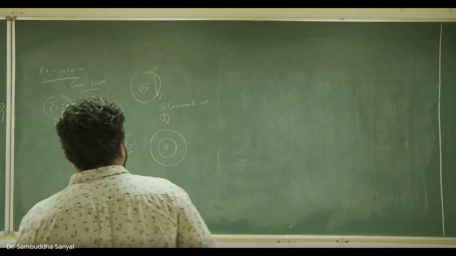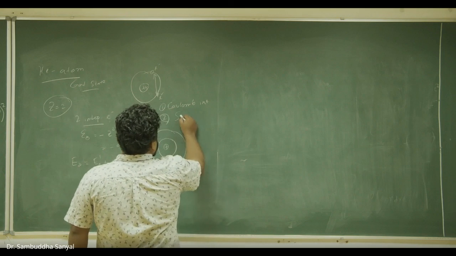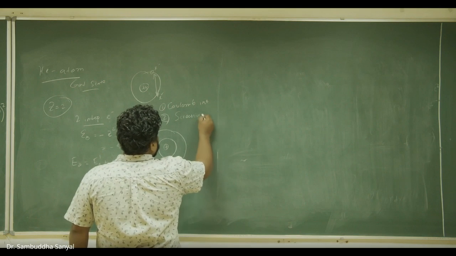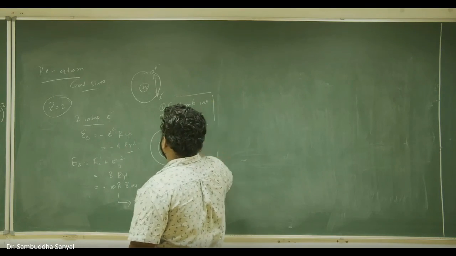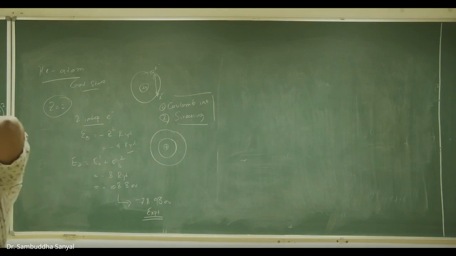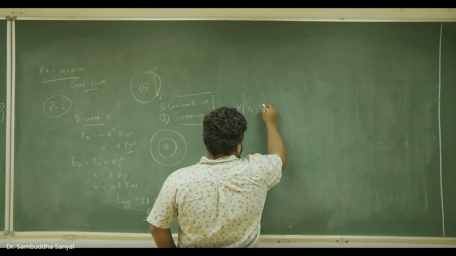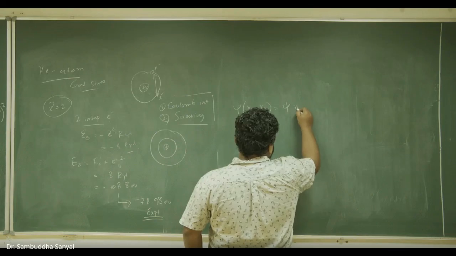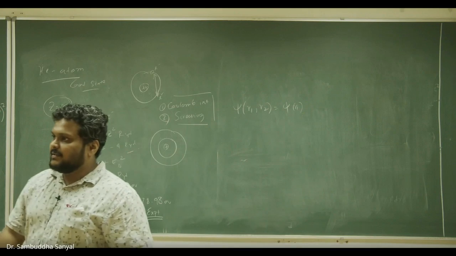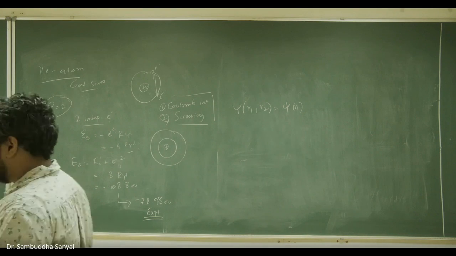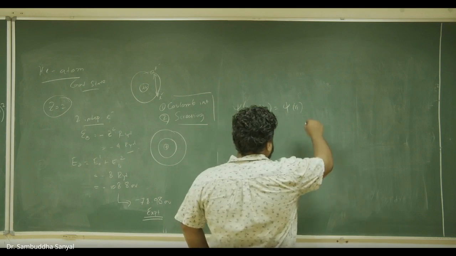So I want to take into account these two effects and see how close I can go. We will apply both variational principle and perturbation theory. This is where I'll stop, and you can play with this problem a bit. You take a wave function psi(r1, r2), ignoring the spin of the electron for the time being. Later we'll also bring that in. We may not do that in the class, but you can bring that in.